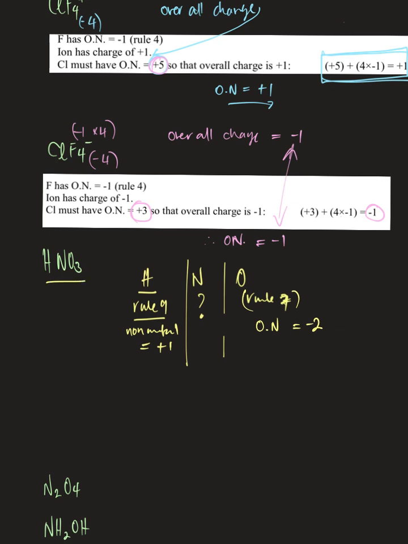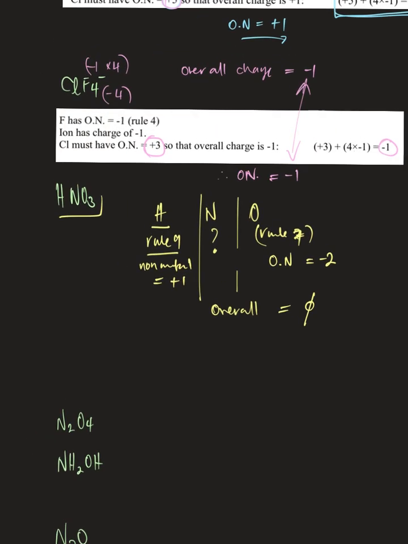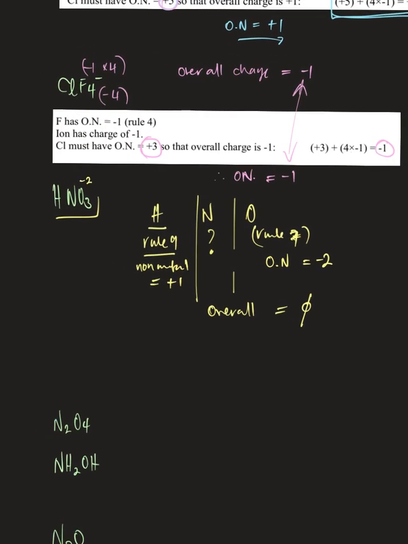In the end, I've got a compound, which means overall it must be equal to 0. So let's have a look here. For oxygen, you have negative 2 and you have 3 of them, so technically over here you have negative 6. That's rule 7, you work with that one. The next one says rule 9, which tells me that my hydrogen over here has to be plus 1. Great. And my overall has to be 0.